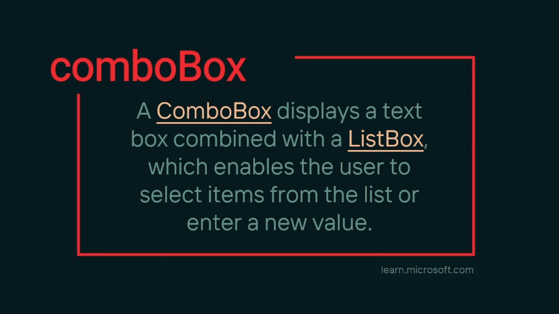According to Microsoft, a combo box displays a text box combined with a list box, which enables the user to select items from the list or enter a new value. I will not touch the subject of list box because it will be discussed later on, but to distinguish my topic, combo box has a drop-down option in which a window will drop to show the list of options or items the user has.